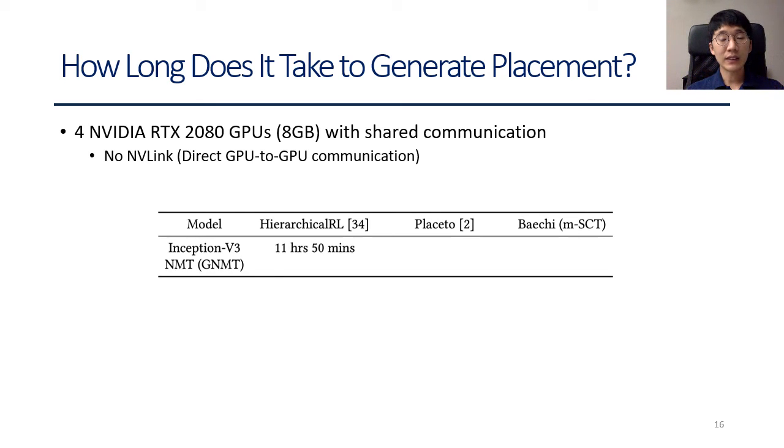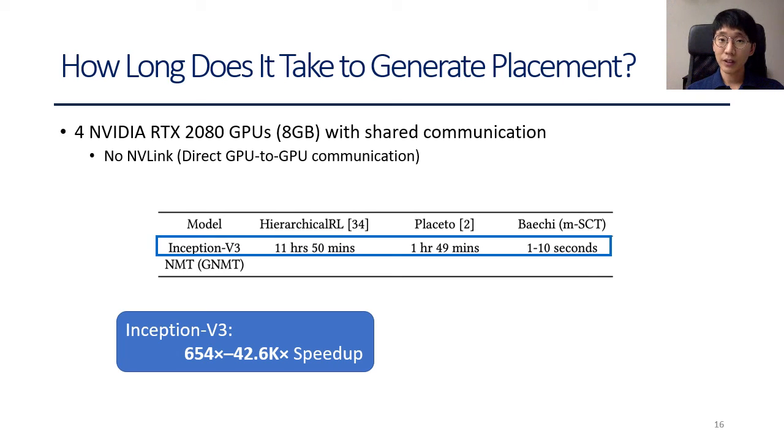For placing Inception V3, hierarchical RL takes about 12 hours. Placeto takes around 2 hours. On the other hand, our Baechi system only takes up to 10 seconds. This is around 700 to 43,000 times faster than the learning-based approaches.